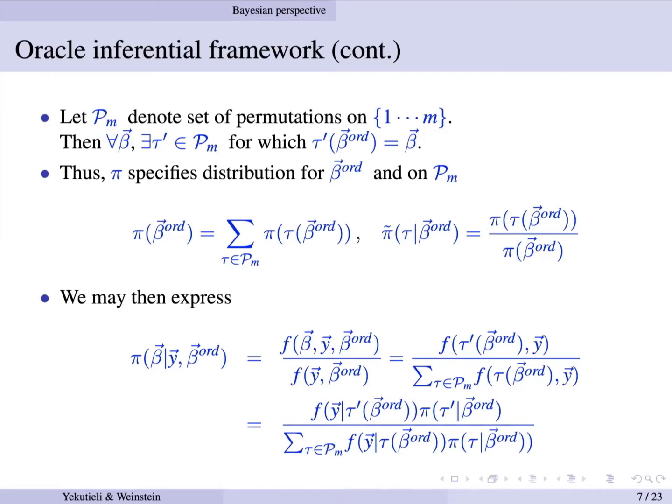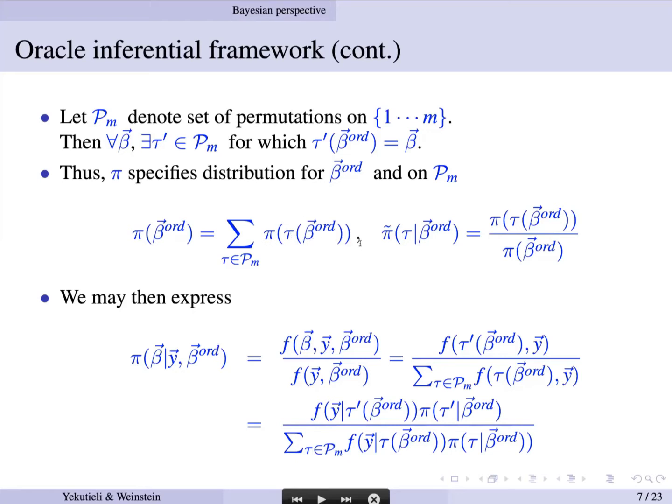So tau prime throughout this talk will be the same guy that gives me beta. So I can write the beta vector as tau prime of beta ord. And the nice thing is that this pi specifies a distribution on these order statistics and also on these permutations. In what sense? We can think of a density on order statistics. What is the density for getting this order statistic? I just sum the densities for the entire permutations of beta.